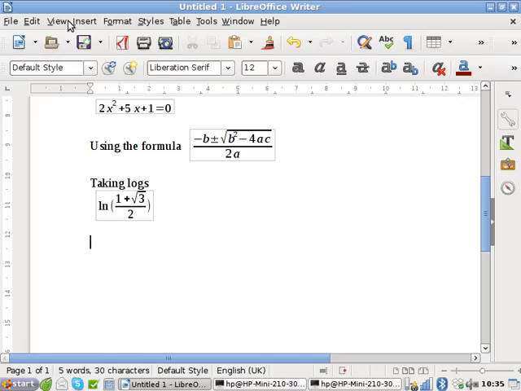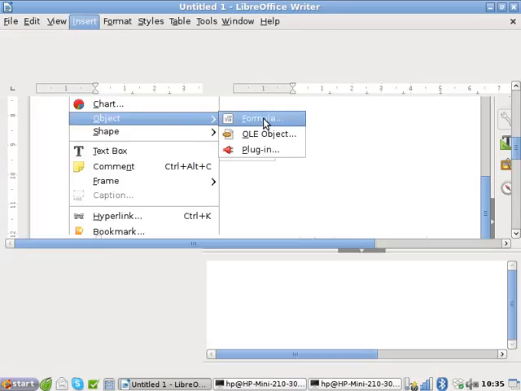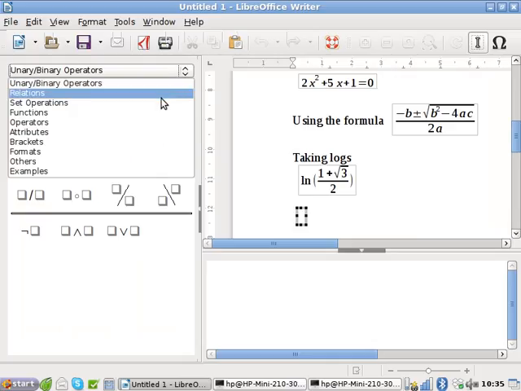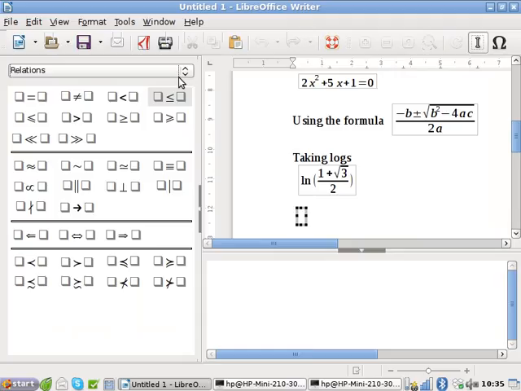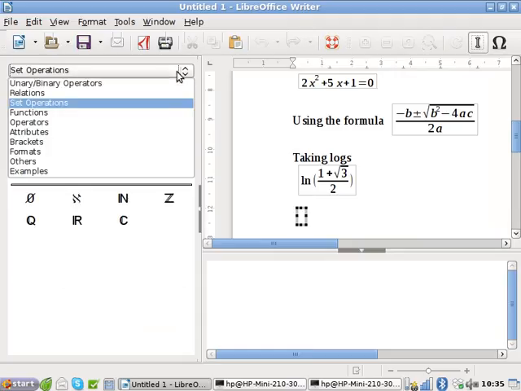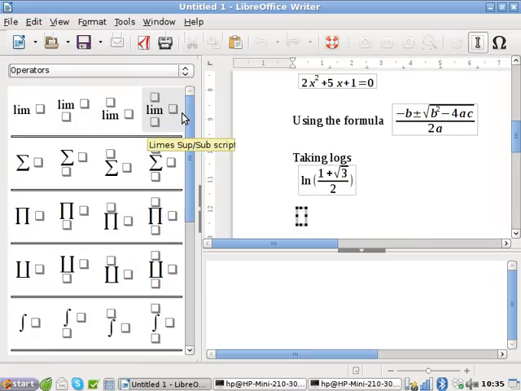Okay. Insert object formula. Let's see. It's under functions, I think, or no, operators. Yeah. So inside operators, we need to use this one.